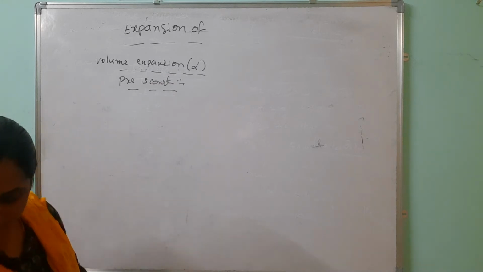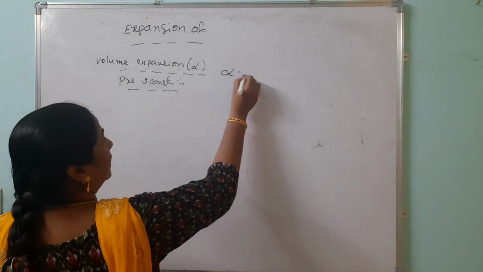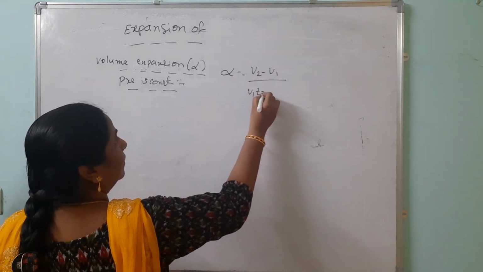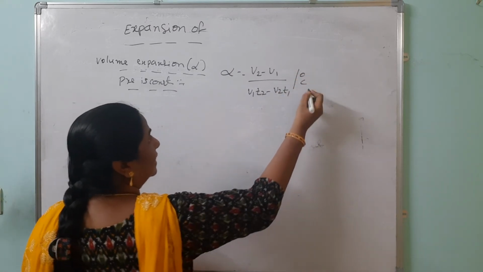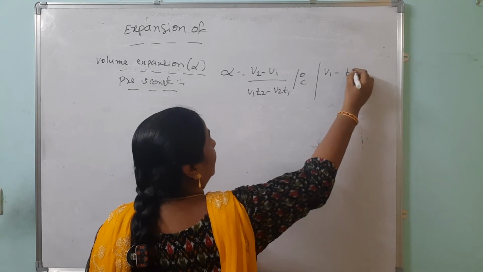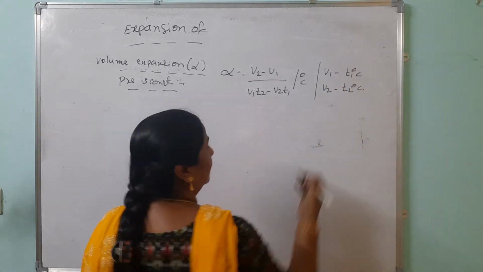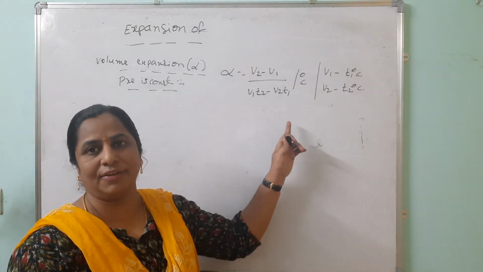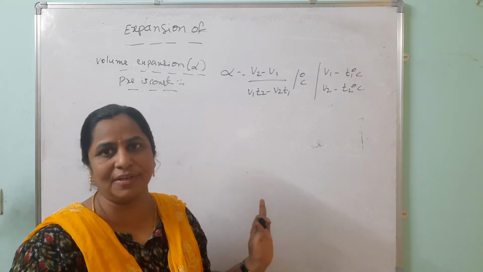See how to express this value. We can take it alpha equals to V2 minus V1 by V1 T2 minus V2 T1. Same unit per degree centigrade or per degree Kelvin. V1 is the volume at T1 degree centigrade. V2 is the volume at T2 degree centigrade. But you must remember here, when we are expressing this expansion in terms of the volume, pressure must be constant.